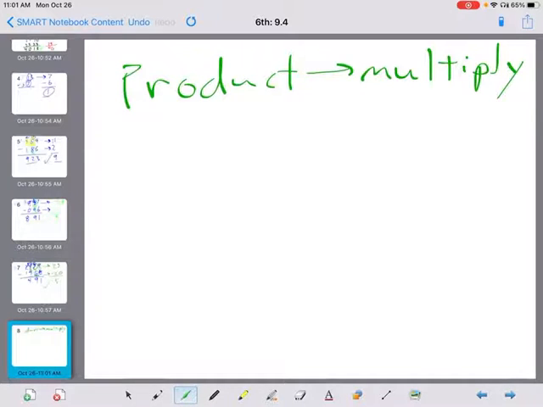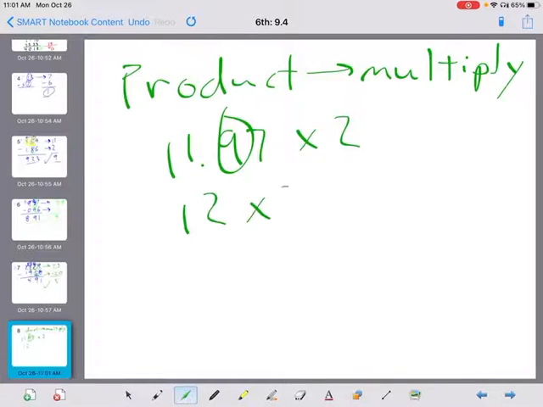So if we have 11.97 times 2, and we're rounding to the nearest whole number, well, I look here and I see, boom, that's going to become 12. 12 times 2, wow, that's a lot easier. That's 24. Boom, I am done. That made it way easier.